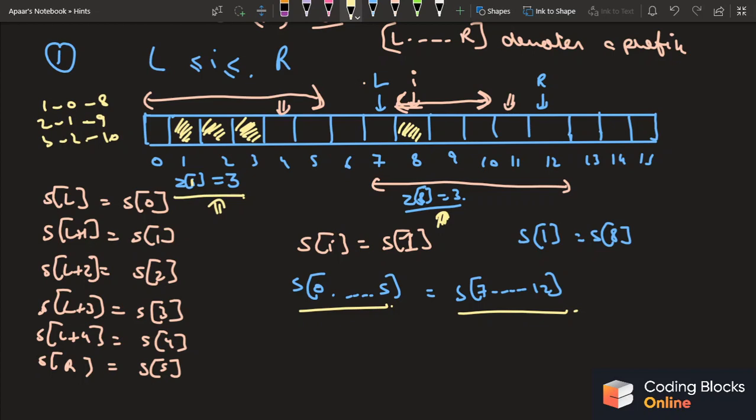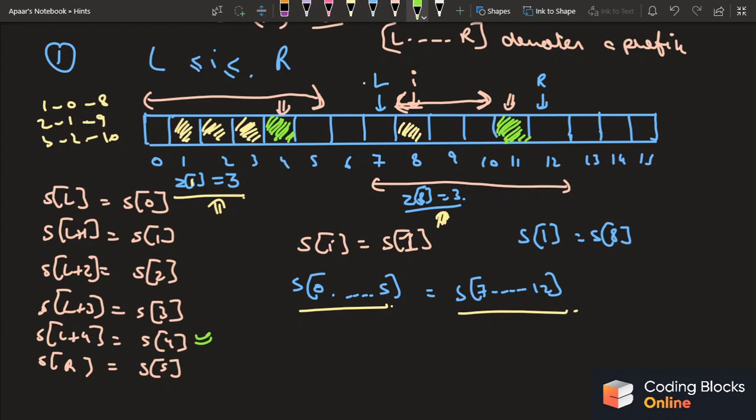Okay, so the main thing I wanted to tell was that this Z4, this and this, they are both equal, right? We saw over here, right? L plus 4 should be equal to S4.